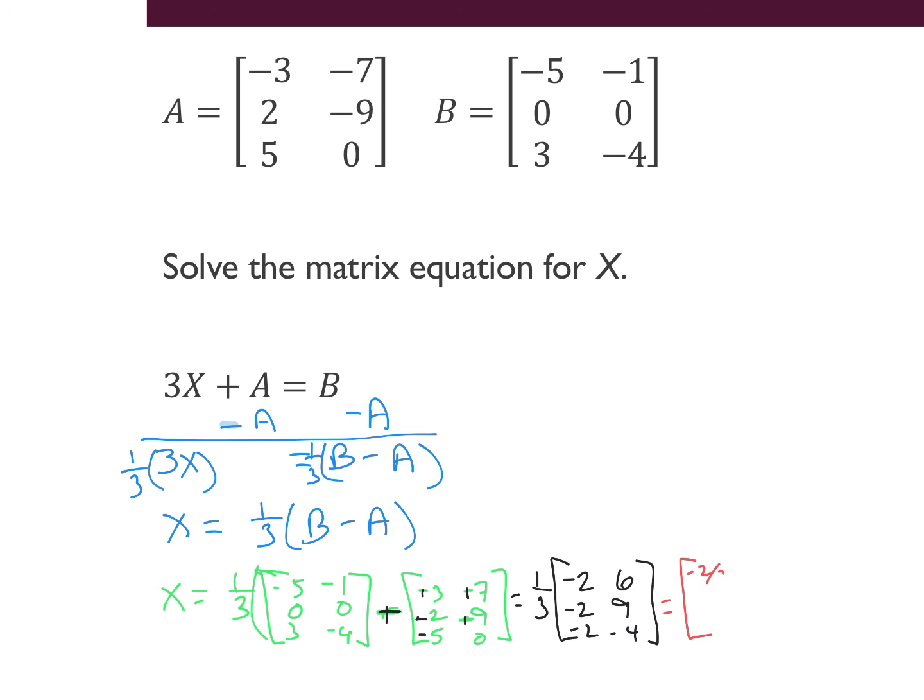So 1/3 of -2 is -2/3, and 1/3 of 6 is 2. 1/3 of -2 is -2/3. 1/3 of 9 is 3. 1/3 of -2 is -2/3. And 1/3 of -4 is -4/3. And guess what? That's your answer.